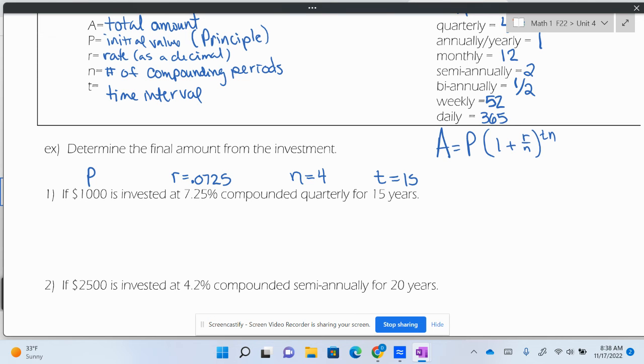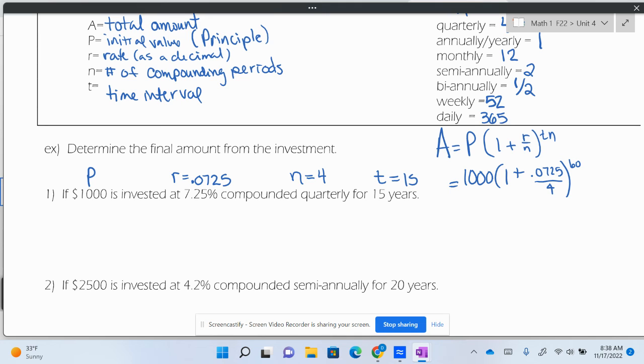Okay. What do you guys think? Do you feel okay with that? All right. So P, 1000, times 1 plus, well, my rate is 0.0725 divided by 4. And I have to take 4 and 15 and multiply them together. That's my exponent. 4 times 15 is 60.